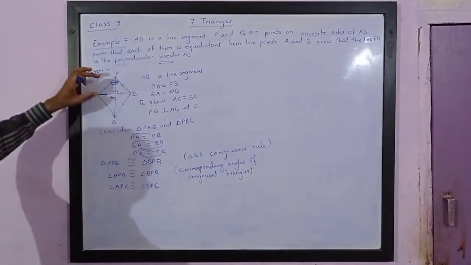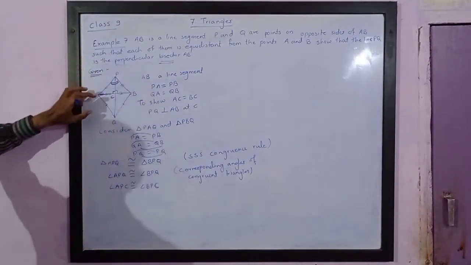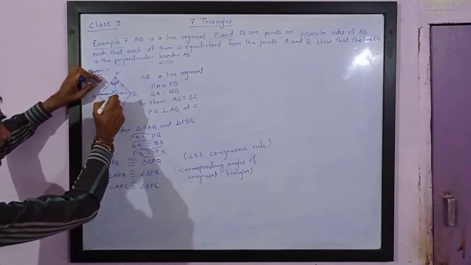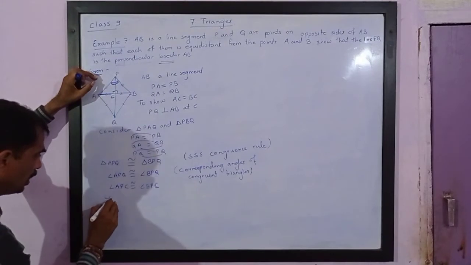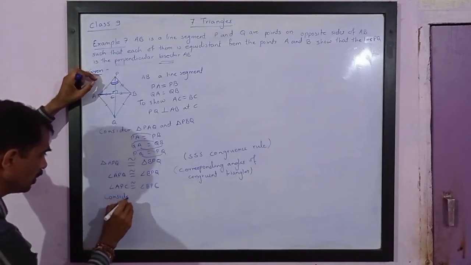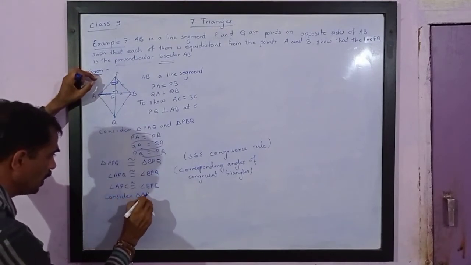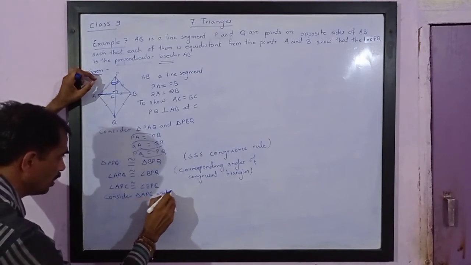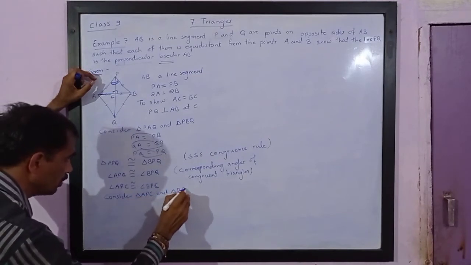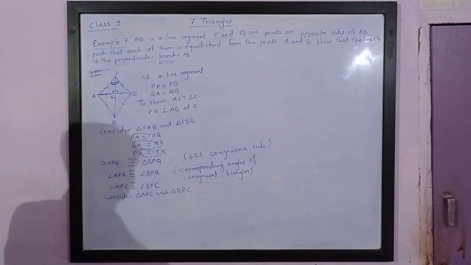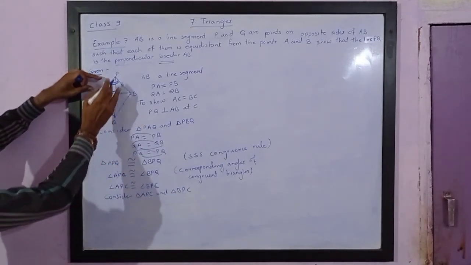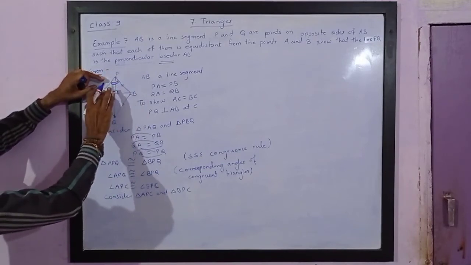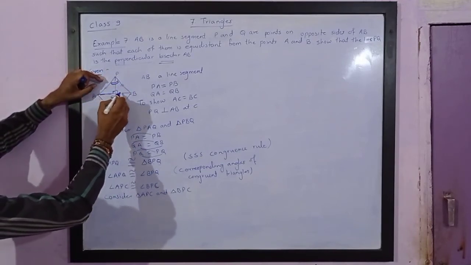Now, consider these half triangles. So, consider triangle APC and triangle BPC. Watch carefully. APC is this triangle. This is what actually we have to prove. So I will remove it.